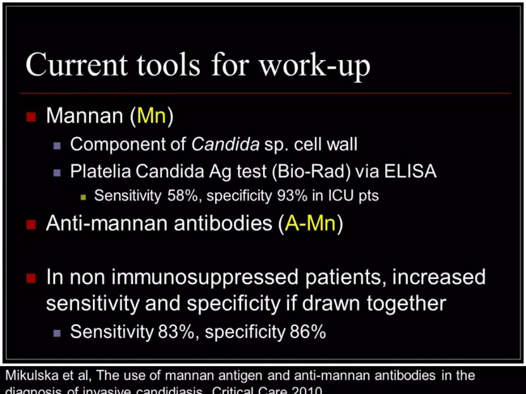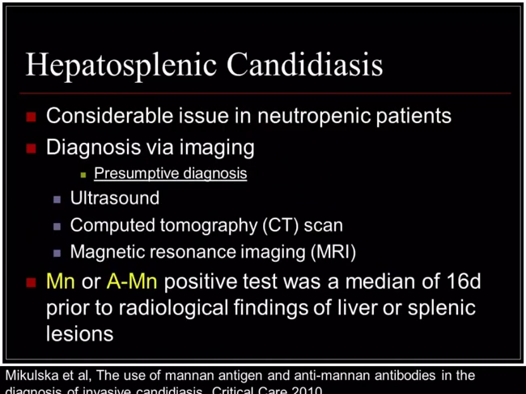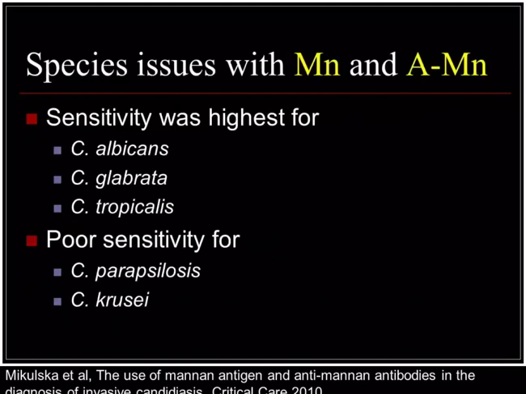In non-immunosuppressed patients, there's increased sensitivity and specificity if these 2 antibodies are drawn together. As you can see, the numbers are there. The problem is, in our immunosuppressed patients, our tests just in general tend not to be as good. Hepatosplenic candidiasis, I kind of touched upon it earlier. It's a definite issue, more so in malignant heme because they're neutropenic longer than bone marrow transplant patients. But diagnosis is usually via imaging, and it's a presumptive diagnosis. It's like, well, this kind of feels like a hepatosplenic case, because you won't know for sure until the counts come up later. You do your variety of different imaging, oftentimes CT scan. But what was interesting about the mannan or anti-mannan positive test is it had a median of 16 days prior to the radiological findings of these special lesions. So I thought that was kind of spiffy, that we would get a lead time into it.